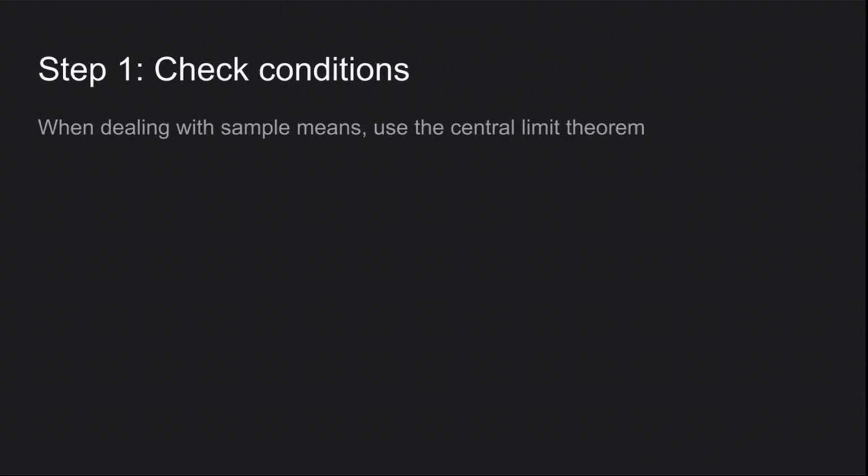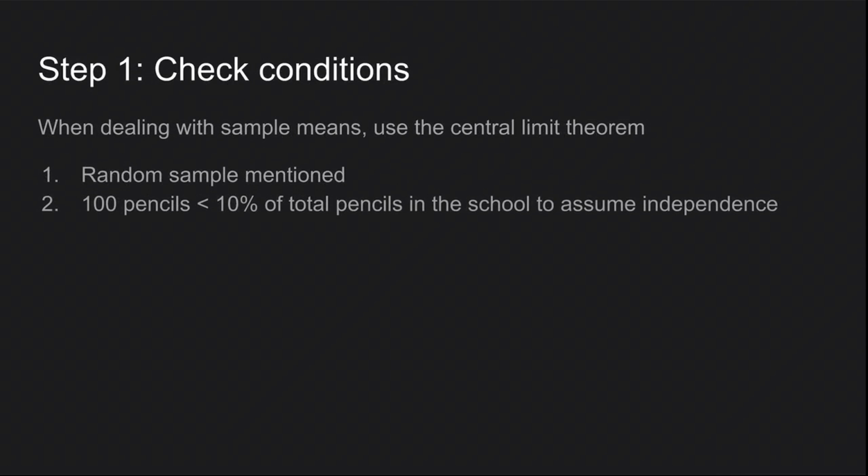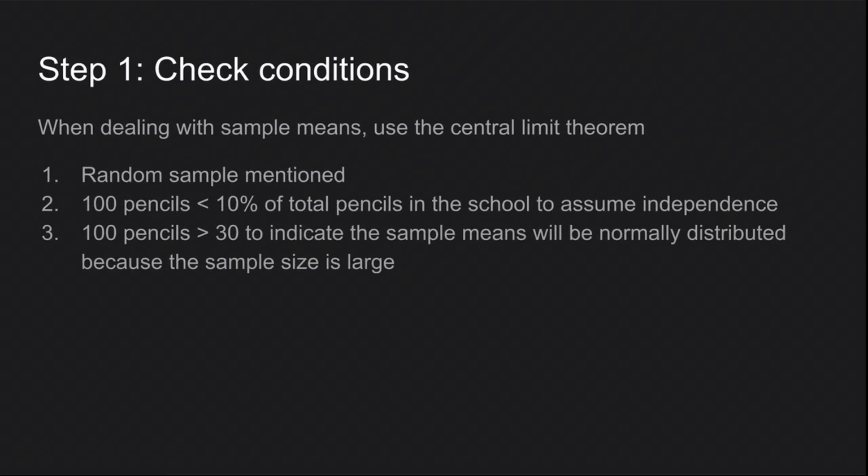Okay, so you can pause it and try it on your own, or you can just follow and learn and do it with me. The first step is to check conditions. When dealing with sample means, you use the central limit theorem, as I mentioned before. The first condition you check is to make sure that a random sample was mentioned, and in this case it was. Then you check that 100 pencils is less than 10% of the total pencils in the school, and that's obviously the case. This is to assume independence. And then the third condition is that 100 pencils is greater than 30. This indicates that the sample is normally distributed because it's large.